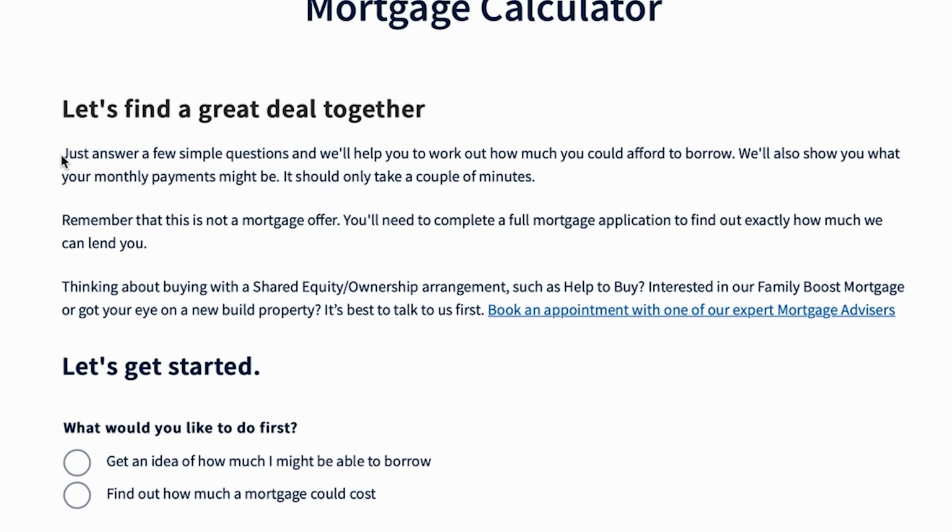Just answer a few simple questions and we'll help you to work out how much you could afford to borrow. We'll also show you what your monthly payments might be. It should only take a couple of minutes.